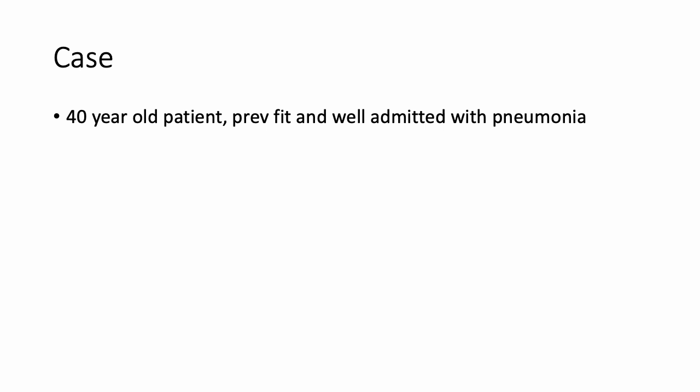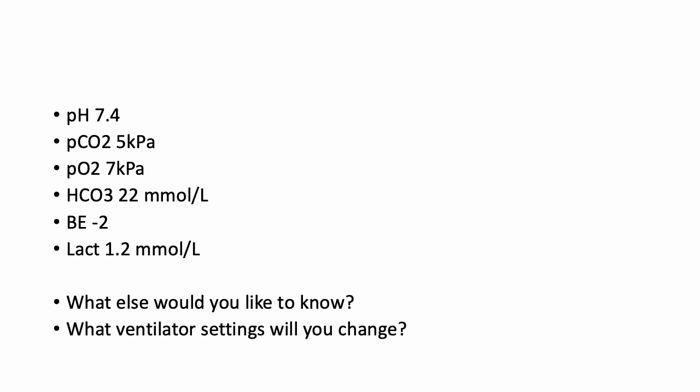So just to discuss through a case, we have a 40-year-old patient who's previously fit and well, and he's been admitted with pneumonia and intubated on critical care, and a blood gas is performed. As we can see, his pH is 7.4, which is normal. His CO2 is 5, his PO2 is 7, bicarb is 22, base is -2, and lactate is 1.2. So what else would you like to know, and what ventilator settings will you change?